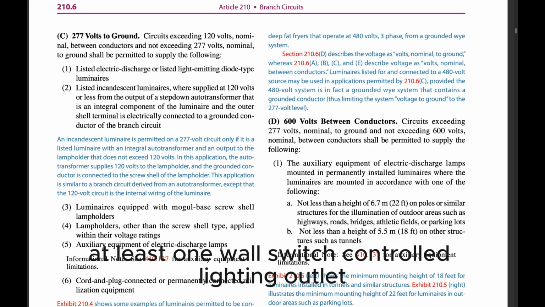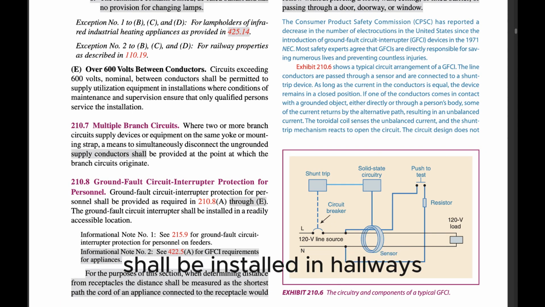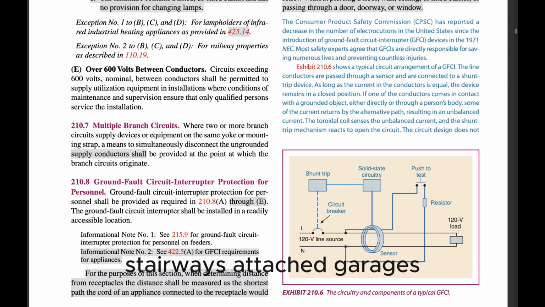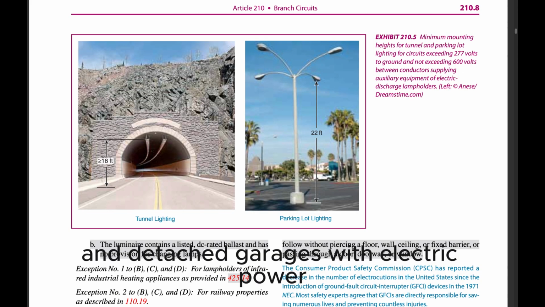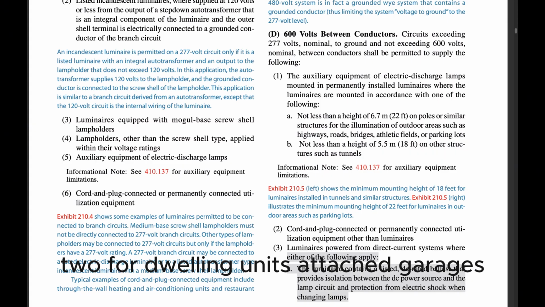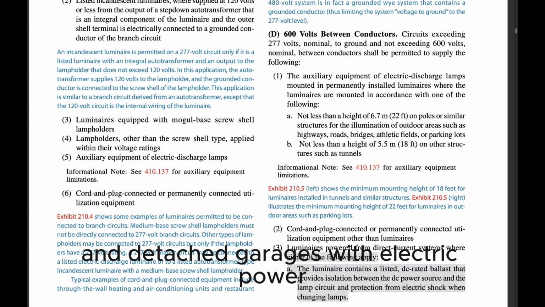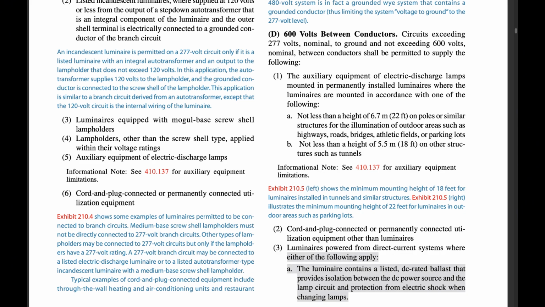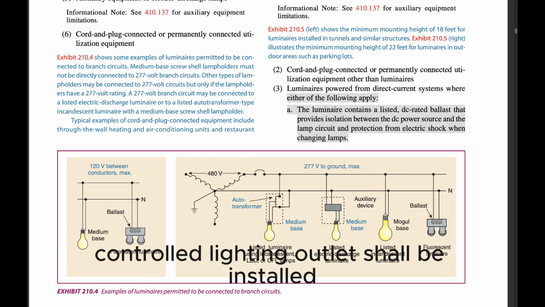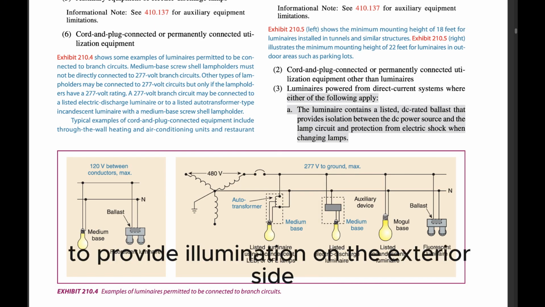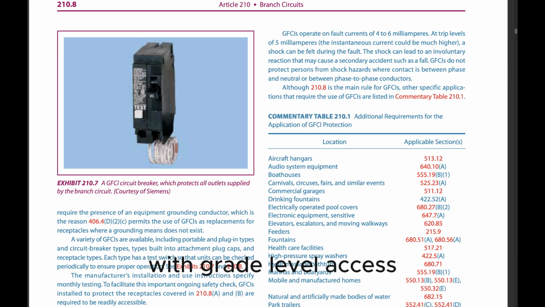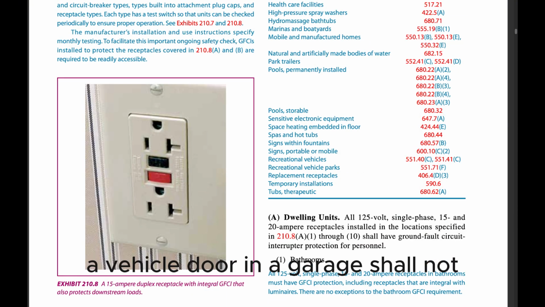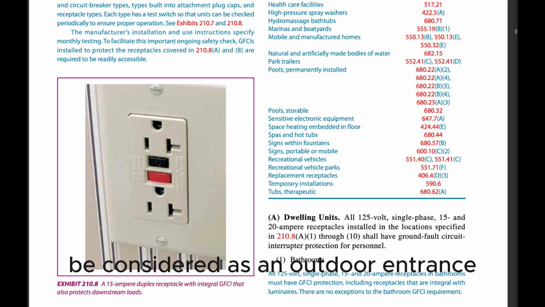(1) At least one wall switch controlled lighting outlet shall be installed in hallways, stairways, attached garages, and detached garages with electric power. (2) For dwelling units, attached garages, and detached garages with electric power, at least one wall switch controlled lighting outlet shall be installed to provide illumination on the exterior side of outdoor entrances or exits with grade level access. A vehicle door in a garage shall not be considered as an outdoor entrance or exit.